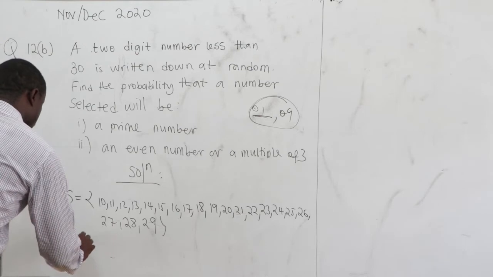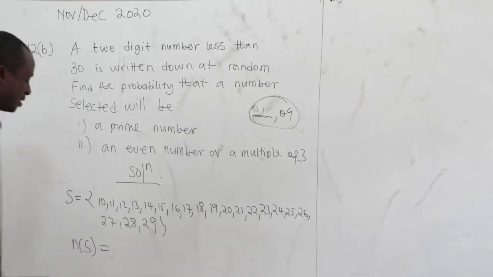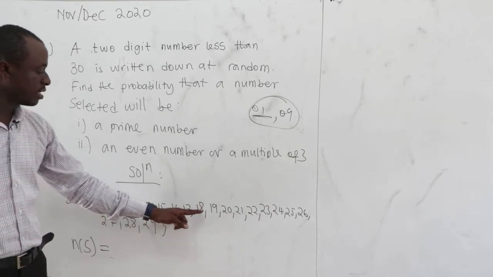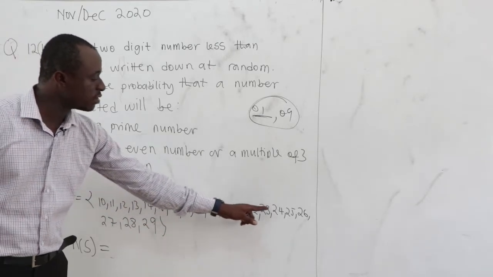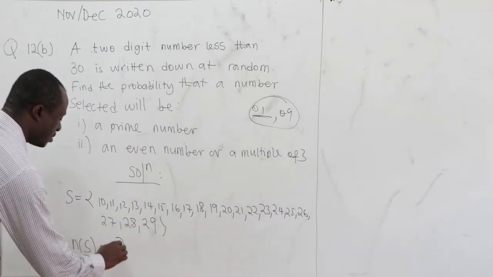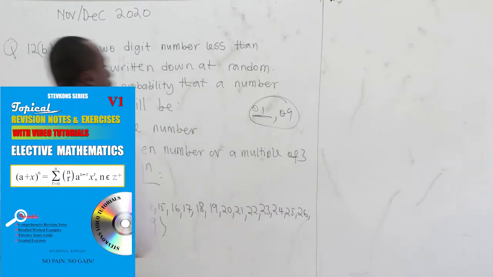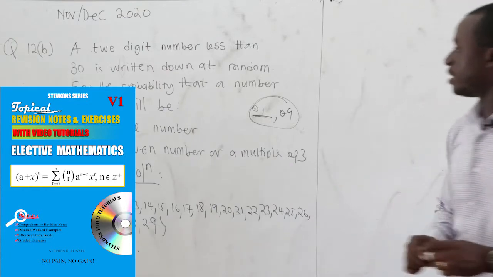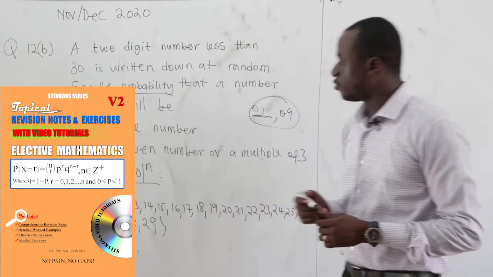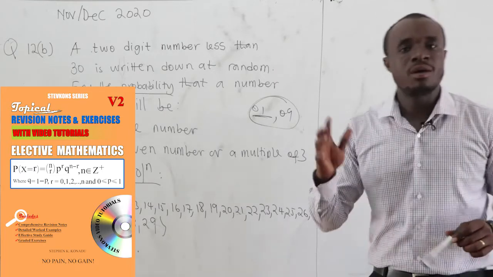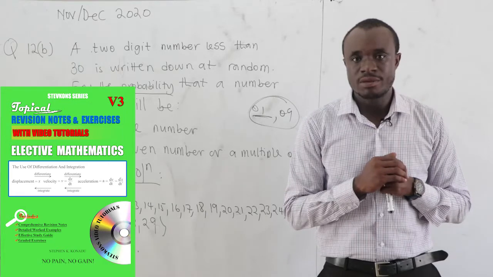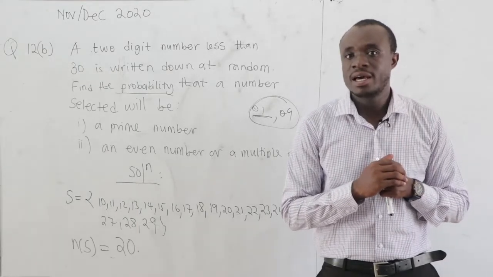So what is our number of sample space? Let's count: 1, 2, 3, 4, 5, 6, 7, 8, 9, 10, 11, 12, 13, 14, 15, 16, 17, 18, 19, 20. So this is equal to 20. Now, we are to find the probability that a number selected will be a prime number. Probability is the number of events over the number of sample space. So first, let's find the event.